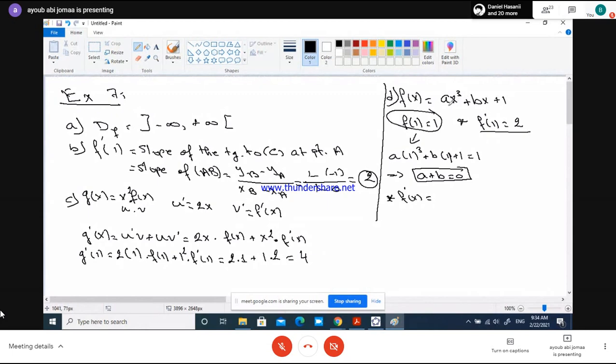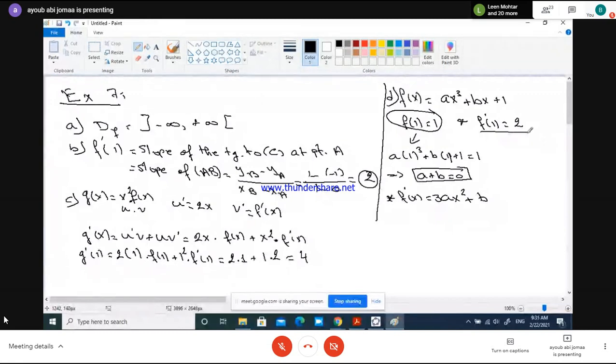Let's consider for example 5x power 3. We don't use u times v. Let's say 3 times 5, 15. So the derivative of ax power 3 is 3a x squared, plus the derivative of bx, just like the derivative of 5x or negative 2x, it's only the constant, so plus b, and the derivative of 1 is 0.